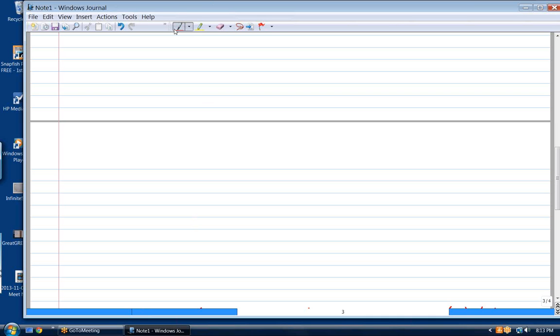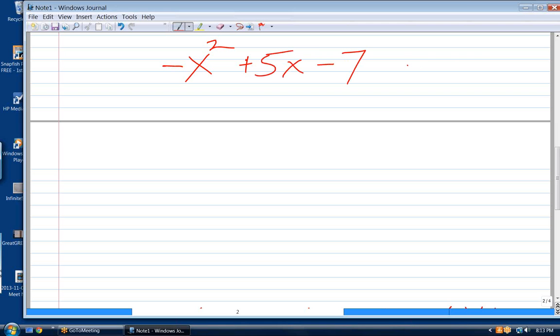What else do you have? I just have more of those. That's fine. The next one was similar. It's negative x squared plus 5x minus 7 equals 0. And this one we just use the quadratic formula.